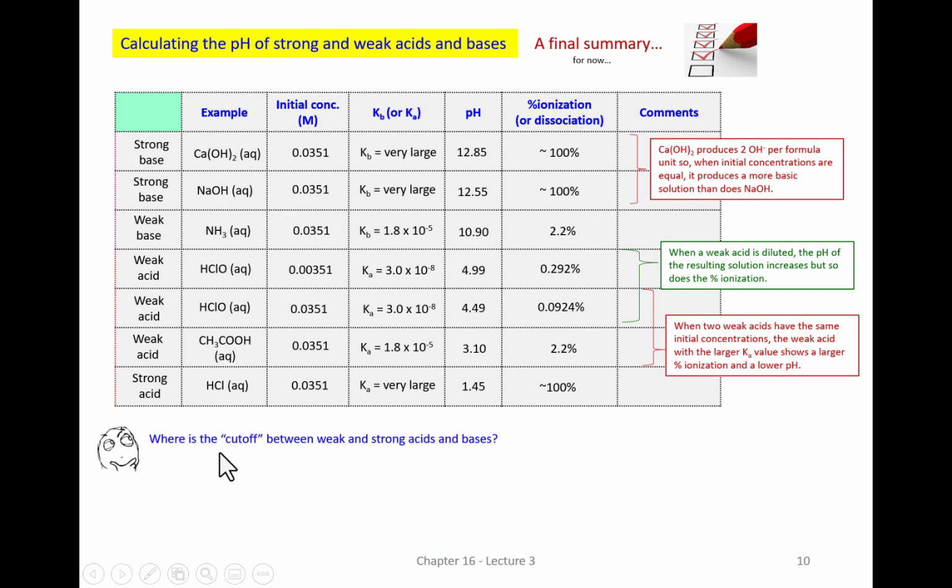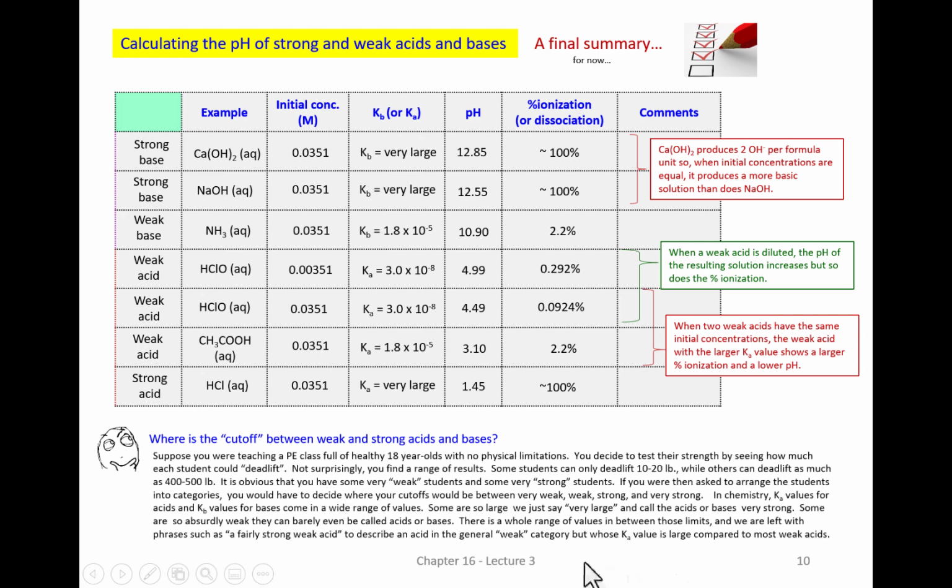So one might ask, where is the cutoff between weak and strong acids and bases? We haven't given enough examples to show you that the Ka values of some weak acids could become larger and larger, and when do we call them very large and start to call them a strong acid, for example? Well, here's a scenario you might want to think about.